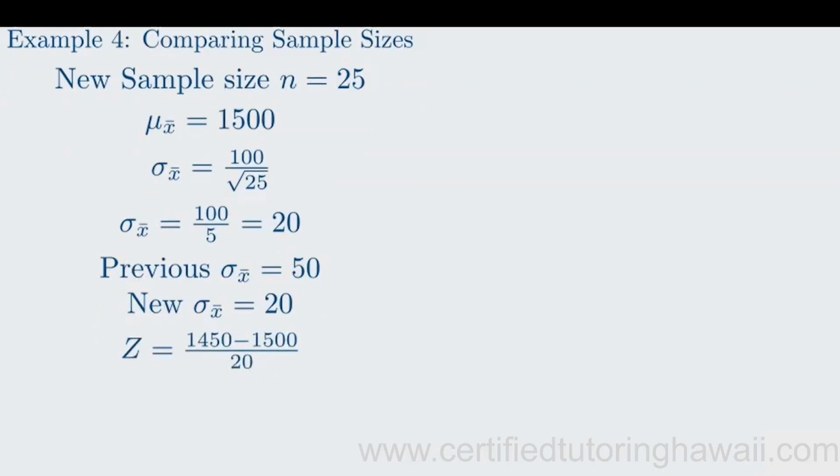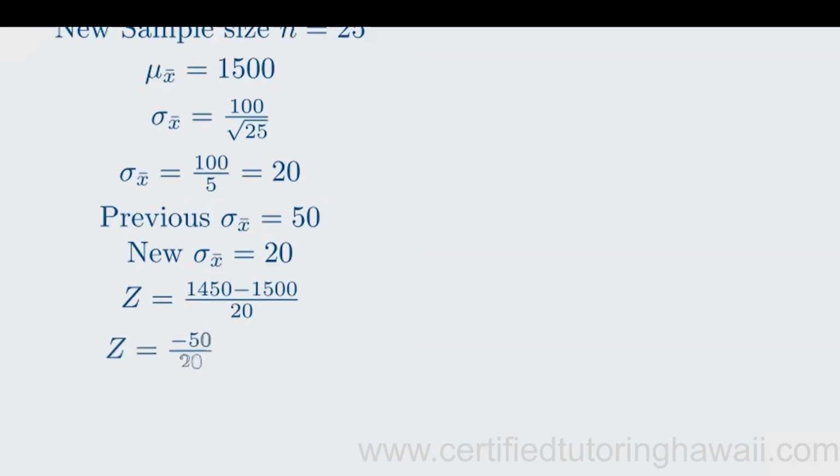Now let's calculate the new z-score for that same value of 1,450. Negative 50 divided by 20 gives us a z-score of negative 2.5. A z-score of negative 2.5 is much further into the tail than negative 1.